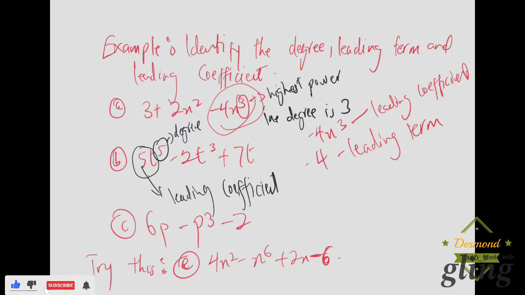Now try to do this one, which is 4x squared minus x exponent 6 plus 2x minus 6. Try to do it and put your answer in the comment section. This is the end of this video. In our next video, we're going to talk about addition and multiplication of polynomials.